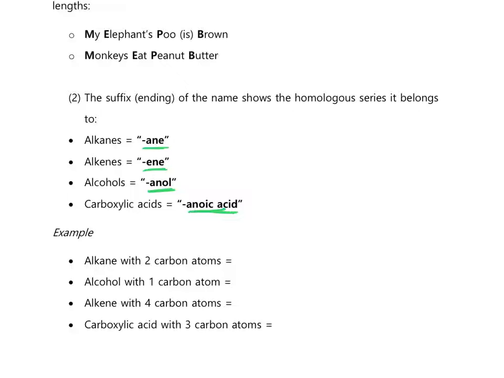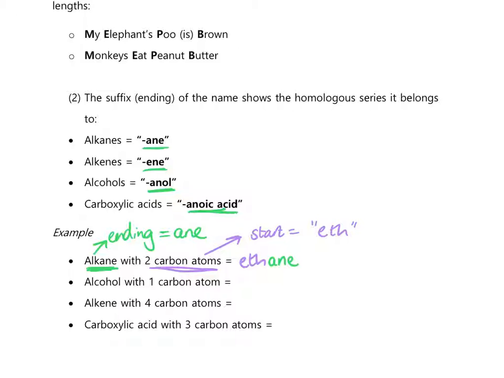So if we have an alkane with 2 carbon atoms, what would it be called? So the fact that it's an alkane determines the ending of the name. The ending will be, and look just above, the ending will be ane. 2 carbon atoms, we need to go back up to our prefixes. The start of the name is going to be eth, E-T-H. So essentially the name is ETH, meaning it has 2 carbon atoms, and then ane, meaning that it's an alkane.